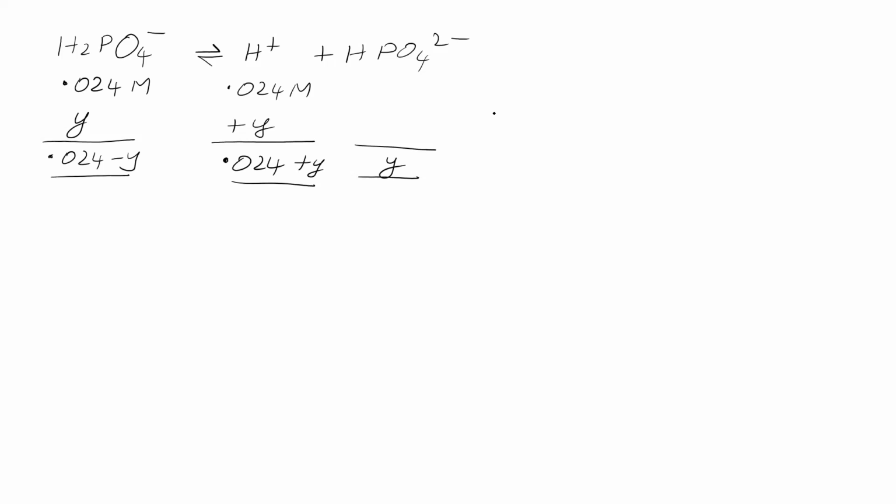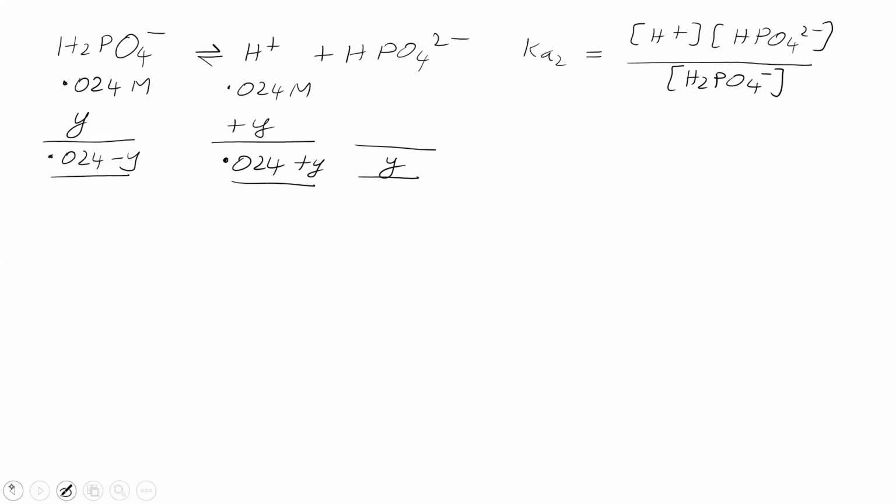Now we will go for the equilibrium constant, that is Ka2. For this Ka2, the acid part is univalent and the conjugate is bivalent. Like this should be there, then only Ka2. So the right side we will write in the numerator, that is H plus into HPO4 2 minus. In the denominator we will write H2PO4 minus.